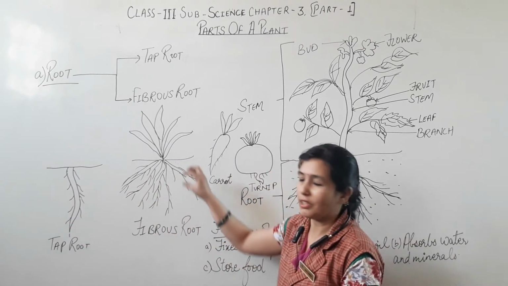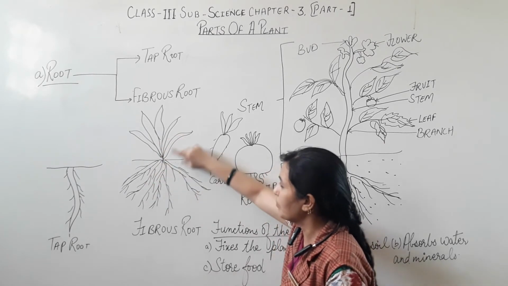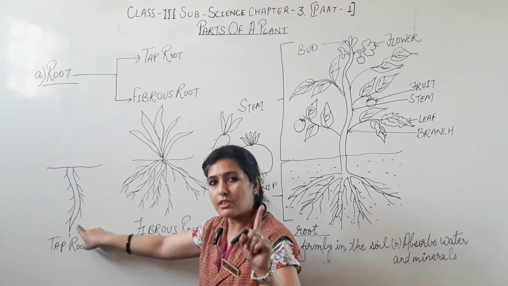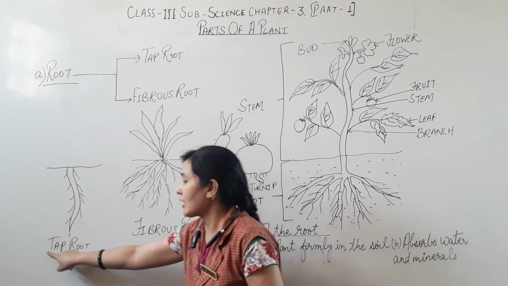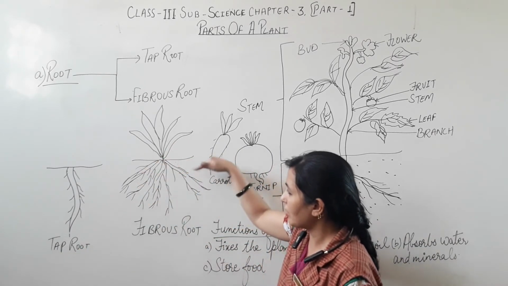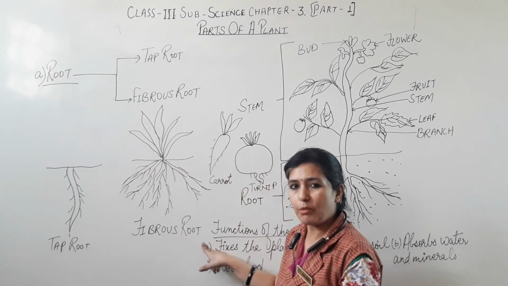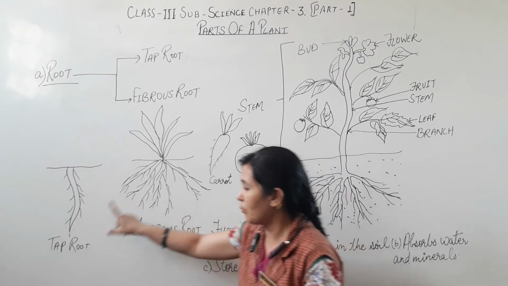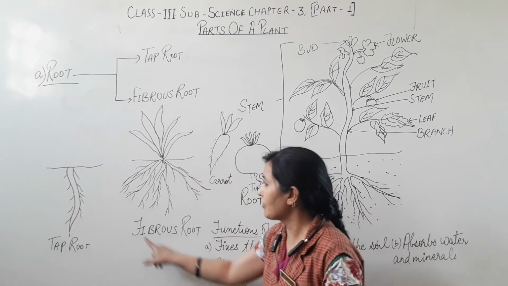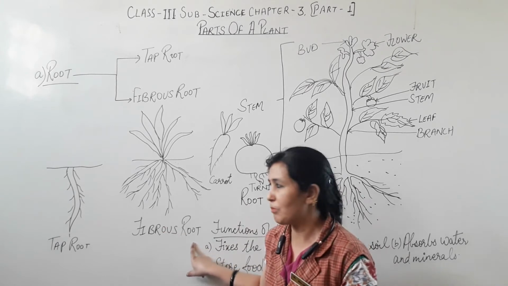But in the fibrous root, it comes out in the form of a bunch from the lower part of the stem. You can see it coming out as thin roots, in the form of a bunch. That is known as fibrous roots. So there are two types of root: the tap root, which consists of one main root, and the type of root which comes in the form of a bunch, known as fibrous roots.